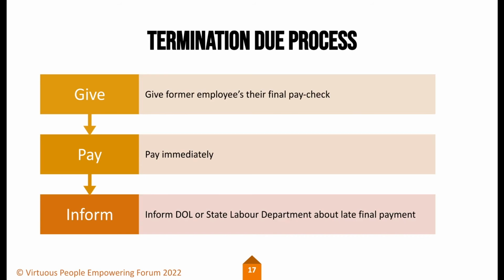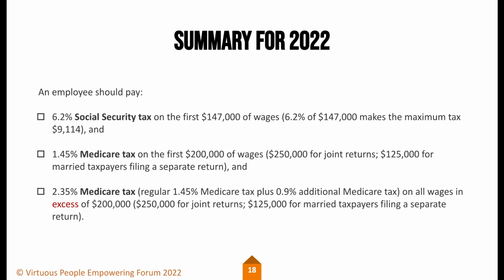Termination due process. Give, pay, inform. Give former employees their final paycheck. Pay immediately. Inform DOL and state labor departments about the final payment. Summary for 2022.